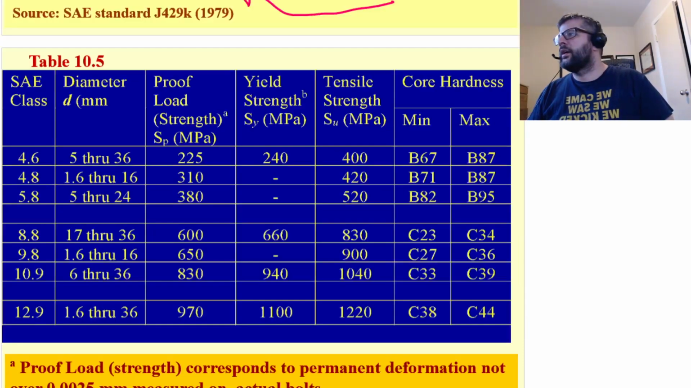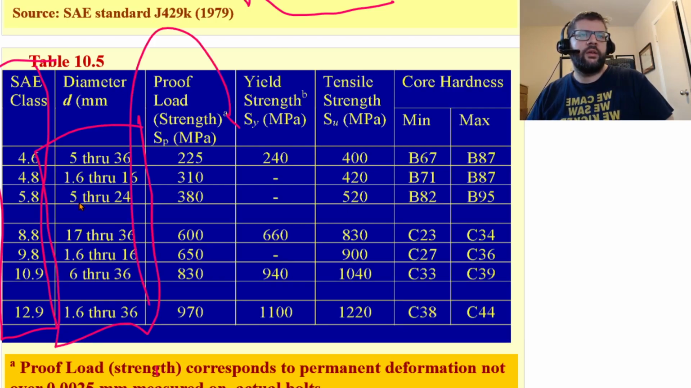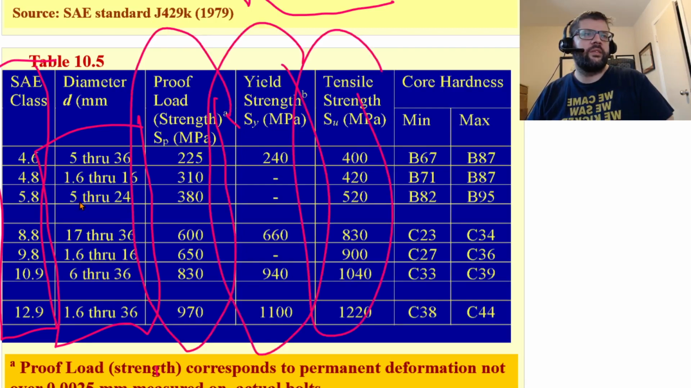And then the classes associated with metric systems are indicated differently. Those have decimals associated with them, so that's how you can tell the difference between the two. And again, certain diameter ranges, and then proof strength, proof load, yield strength, and tensile strength are still given.